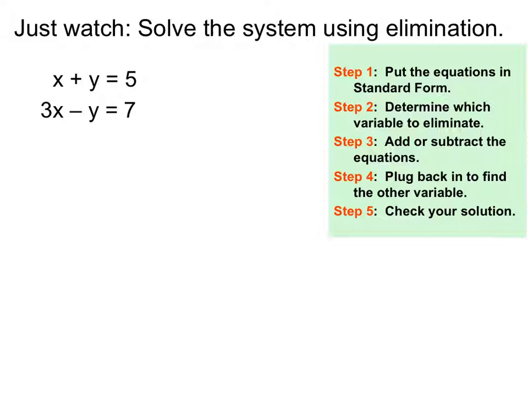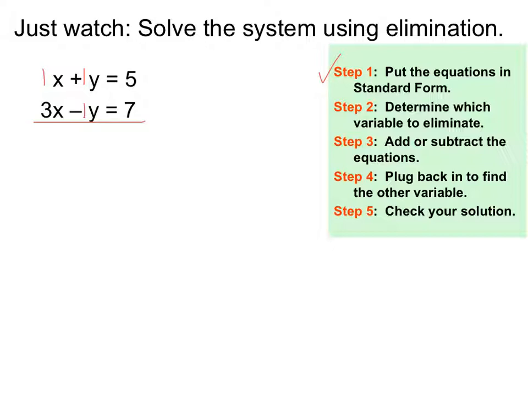This one is not on your note sheet, so I just want you to watch and see how this works. I have the steps on the side to remind us. It says put the equations in standard form. Well, that's already done here, so we don't have to do that. Step 2 says to determine which variable you want to eliminate, and we'll know by looking at which variables, the x's or the y's, have the same coefficient. I've got 1x plus 1y, and then 3x minus 1y, and the ones that have the same coefficient are these y's right here. So I'm going to eliminate those y's.